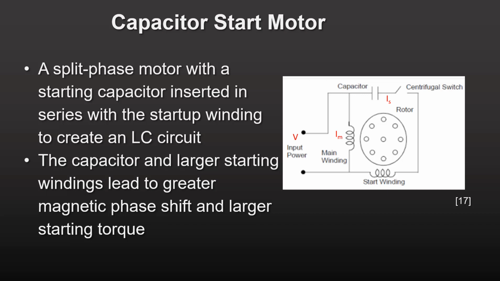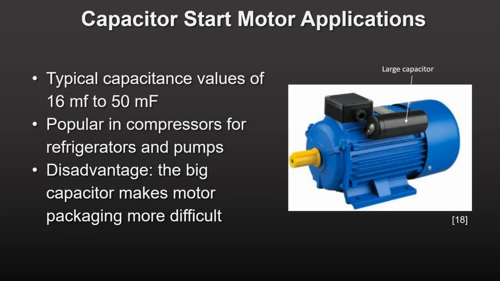When the motor nears full load speed, the centrifugal switch opens, disconnecting both the starting winding and the capacitor from the circuit. The capacitors used in a capacitor start motor are of the electrolytic type. They're usually visible, mounted in a separate box on top or on side of the motor enclosure. Typical capacitance values range from 16 millifarads for a third horsepower motor to 50 millifarads for a 10 horsepower motor. Capacitor start motors are popular in compressors for refrigerators and large pumps where relatively high starting torque is needed.